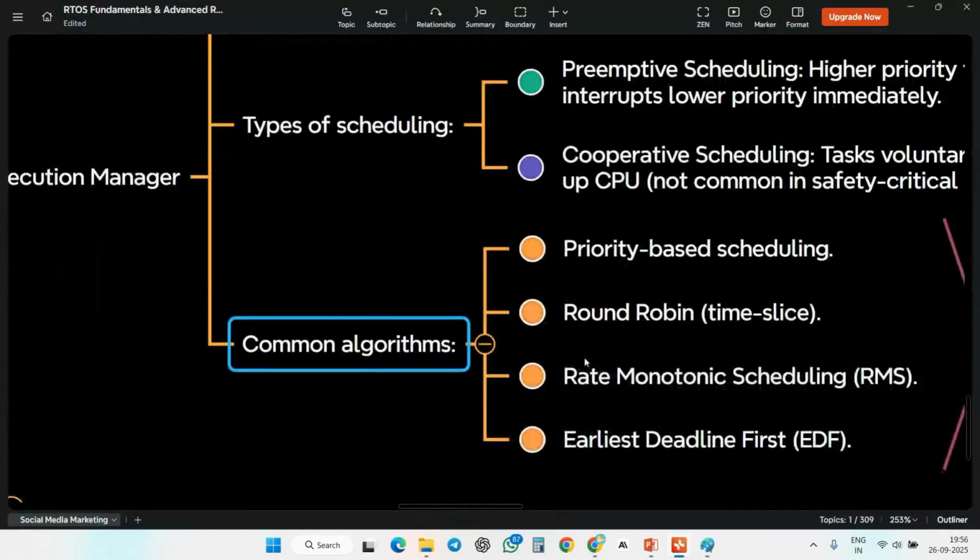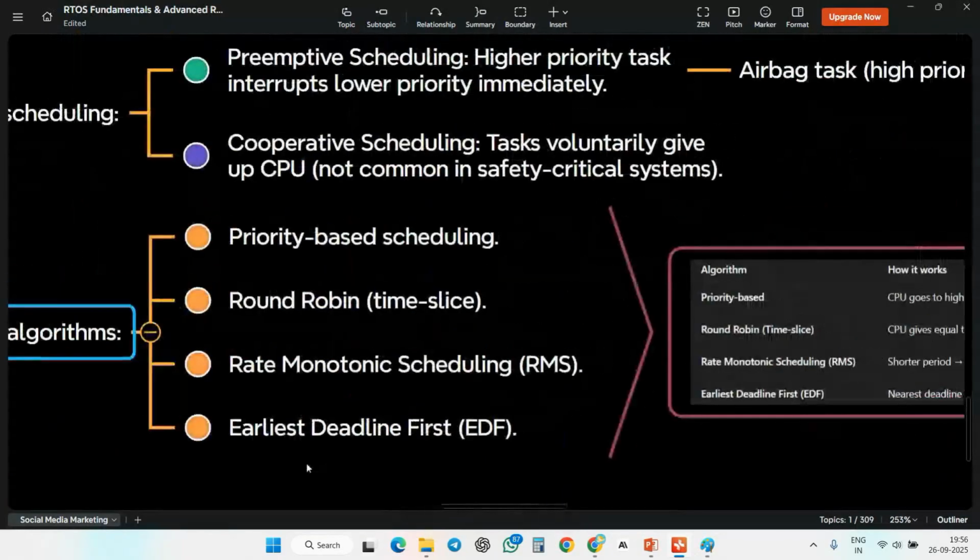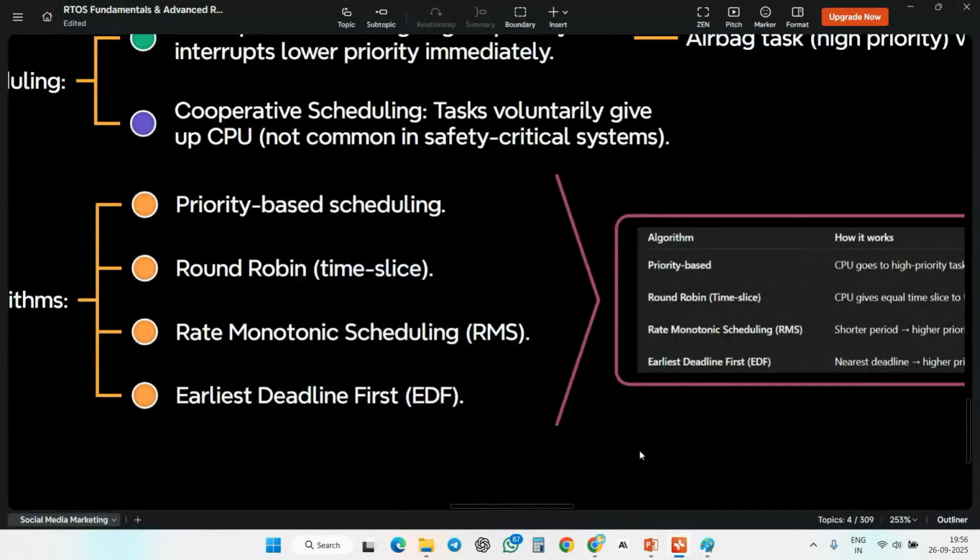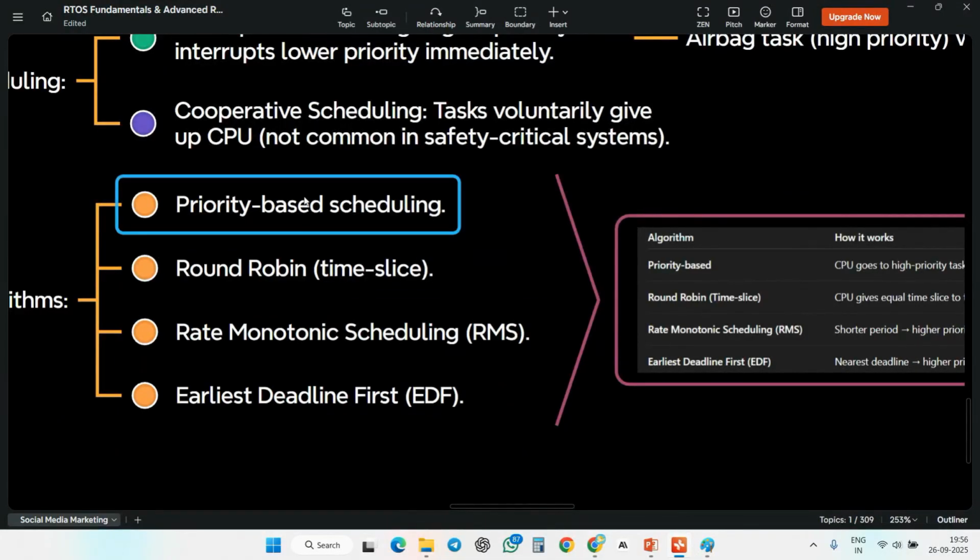And a common algorithm, so these are the algorithms we are going to implement in this RTOS, guys. These are very, very important things. This is the main difference between your operating systems and this real-time operating system: priority-based scheduling.